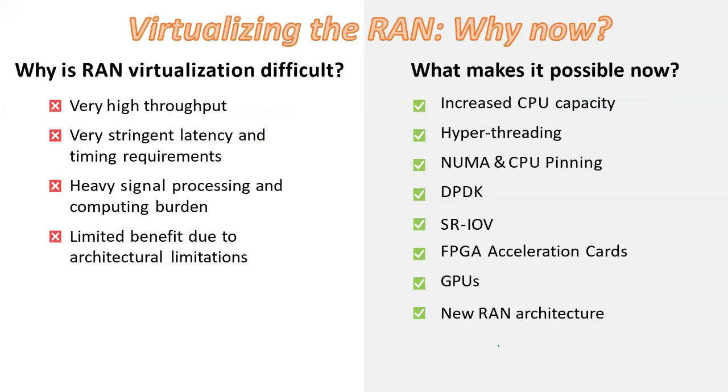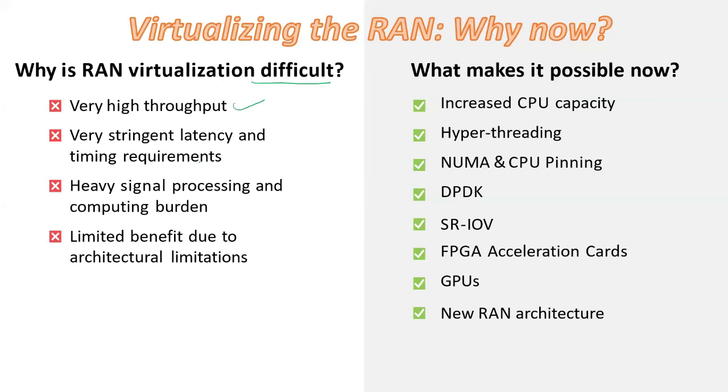So you must be thinking, if virtualization is so good, then why was it not possible before? So there are some reasons why virtualization was difficult before. So you can see here, very high throughput was needed before.